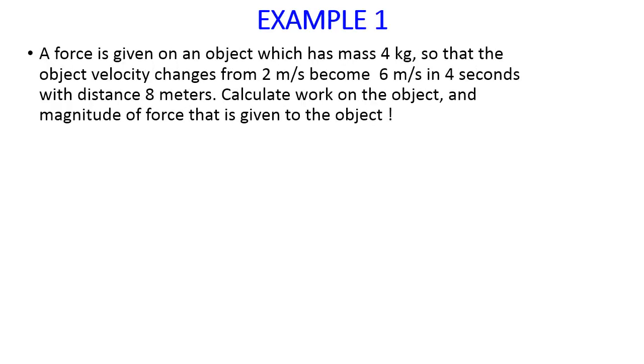A force is given on an object which has mass 4 kilograms, so that the object's velocity changes from 2 meters per second to 6 meters per second in 4 seconds with a distance of 8 meters. Calculate the work on the object and the magnitude of force that is given to the object.